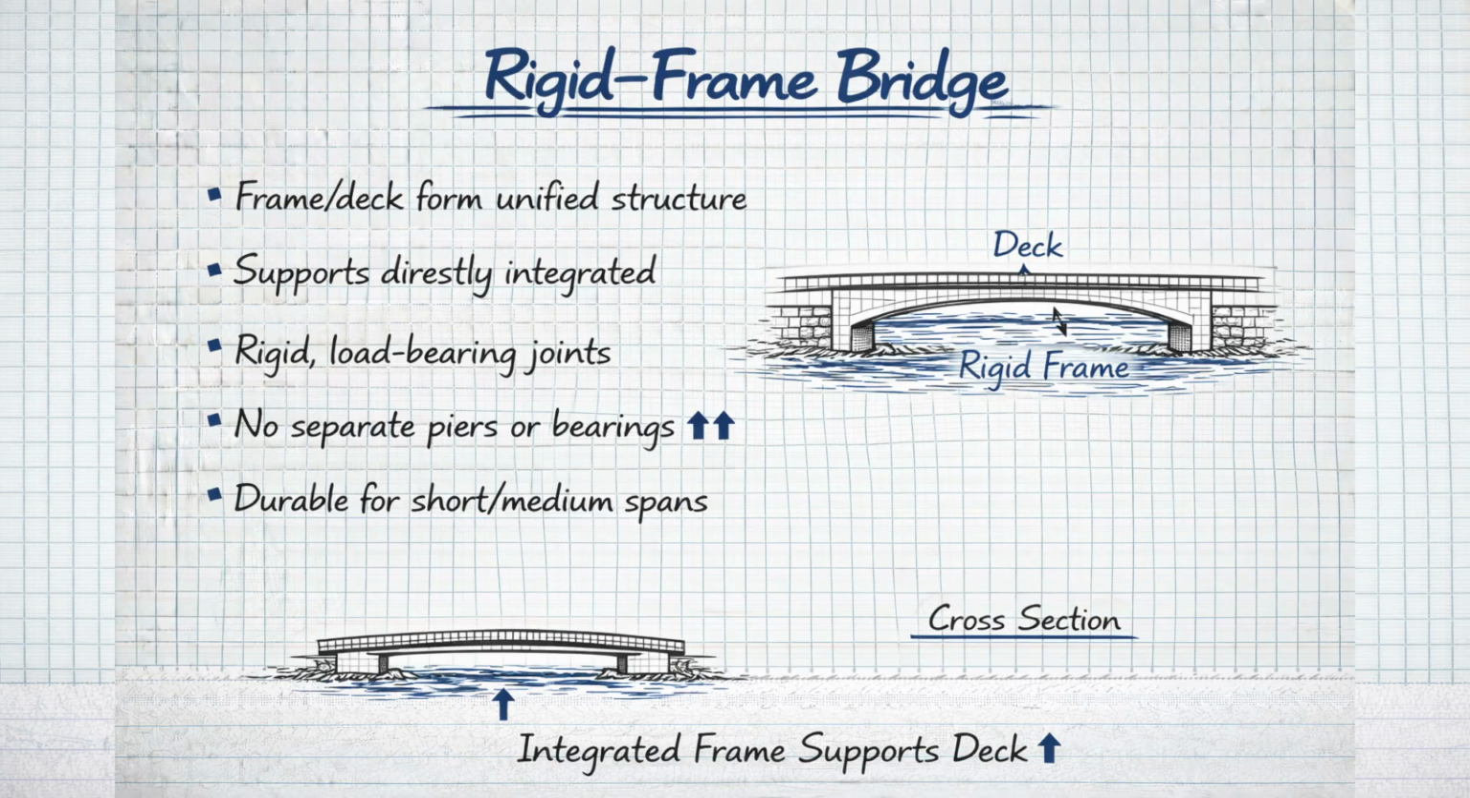17. Rigid frame bridge. In a rigid frame bridge, the deck and supports are firmly connected without bearings. The entire structure acts as one unified frame and bends together under load. This makes it efficient for short to medium spans.